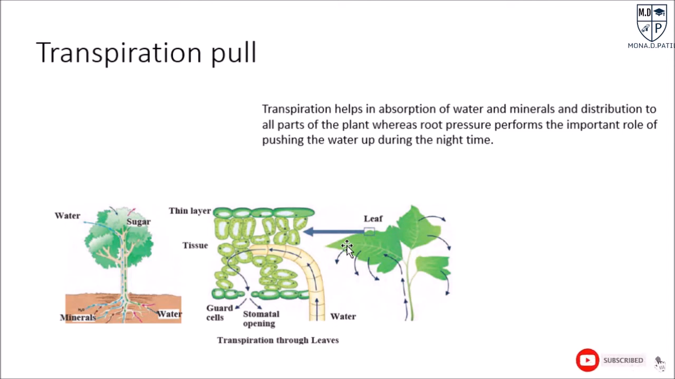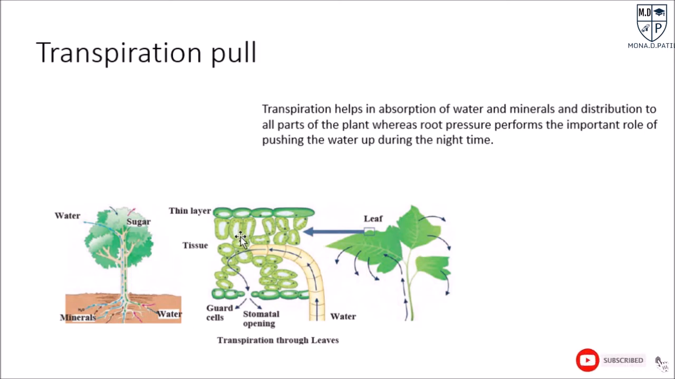So what does stomata mean? On the leaf, some openings are there, and these openings are called stomata. The stomata release water vapor and carbon dioxide through them. Some cells control the opening and closing of the stomata. Which cells? You can see the guard cells. Both sides have guard cells, and they control the opening and closing of the stomata.